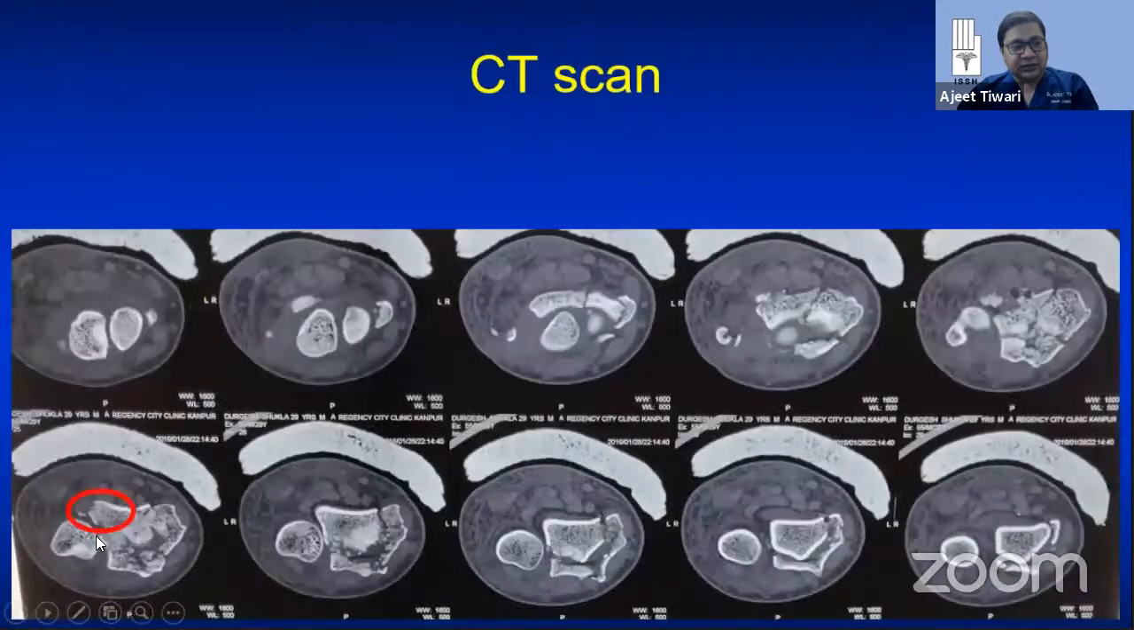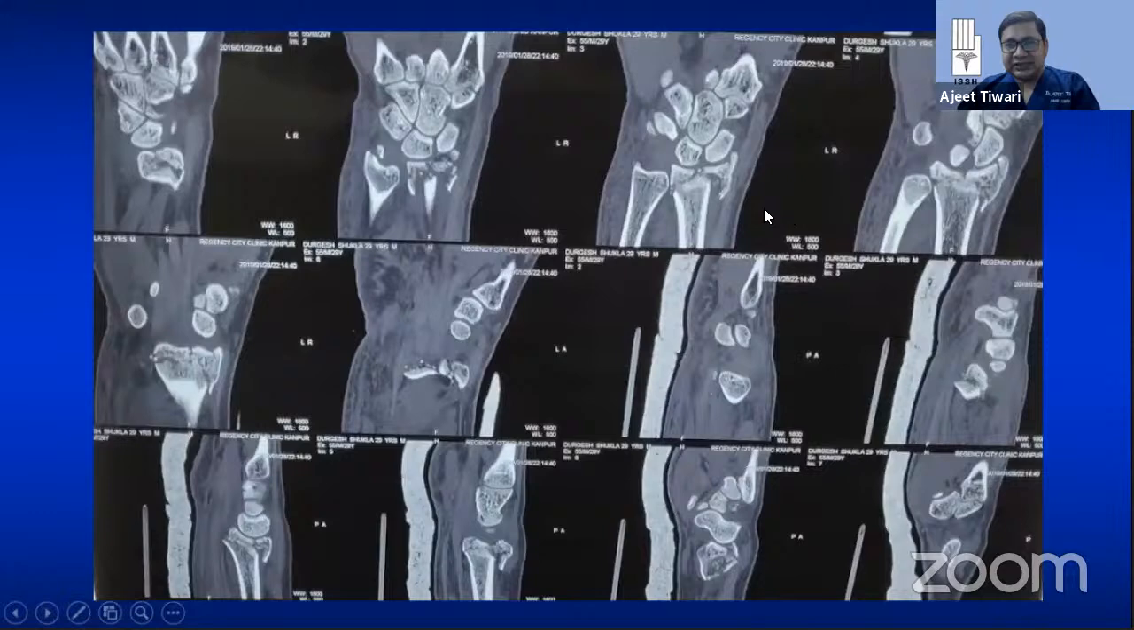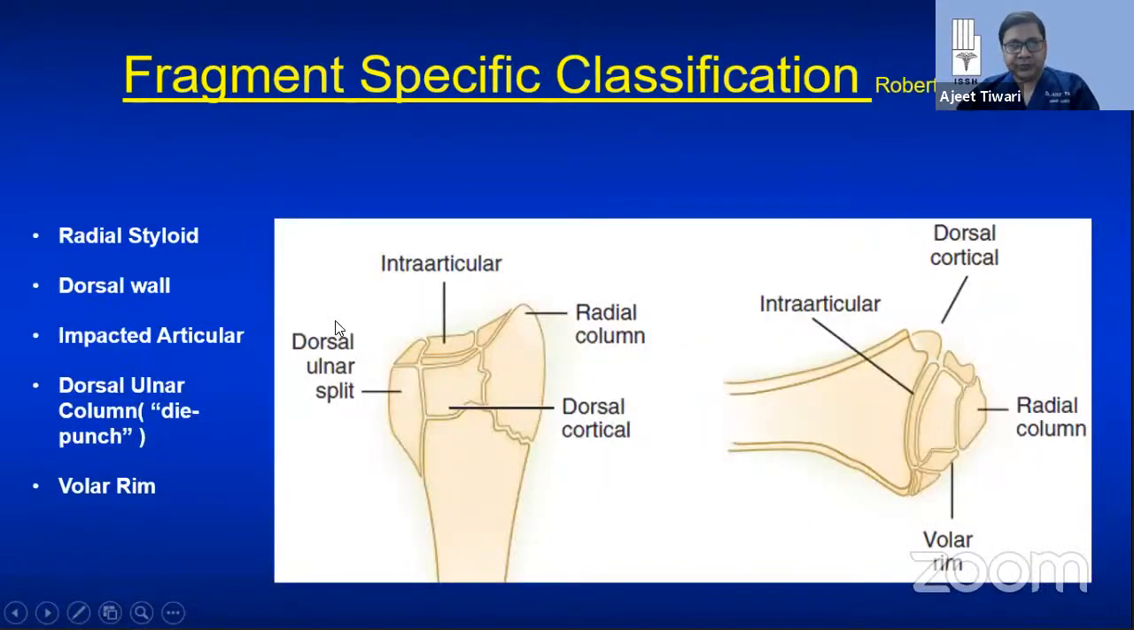And the other thing is that you can see there's a sigmoid notch fracture also. If you see the sagittal and coronal sections of the CT scan of this patient, there's a radial styloid fracture, a volar rim fracture, a dorsal fracture, and there's a fracture of the ulnar styloid too.